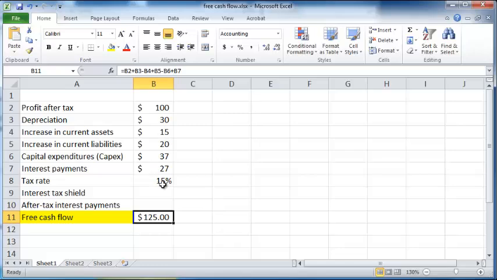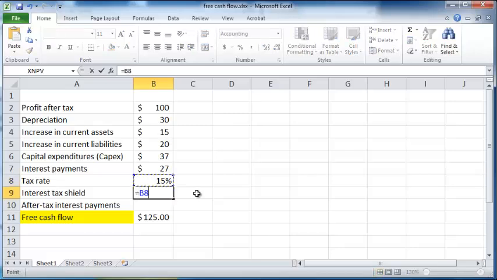But then there's an issue. We also have a tax rate of 15% that results in a tax shield, or interest tax shield. And that interest tax shield is nothing but this 15% times the interest payment. So basically, because the company paid a $27 interest payment, the company paid $4.05 less tax than it would have otherwise paid. Because if you think about it, this $27 was deducted from the company's taxable income and only the remaining was taxed. So basically the company saved $4.05 on income taxes because of its interest payments.